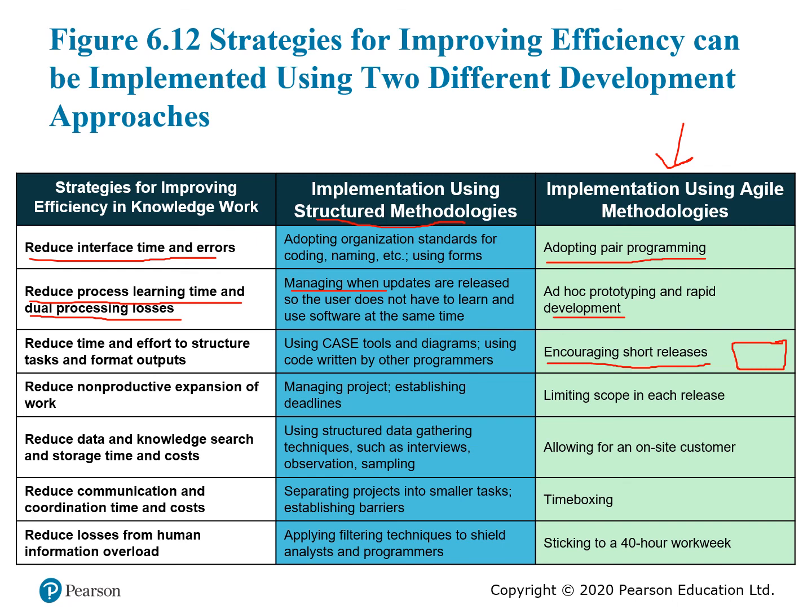And then number 4, reduce the non-productive expansion of the work. Here, by managing the project, establishing the deadline. Here we have limited scope in each release, which is more systematic.